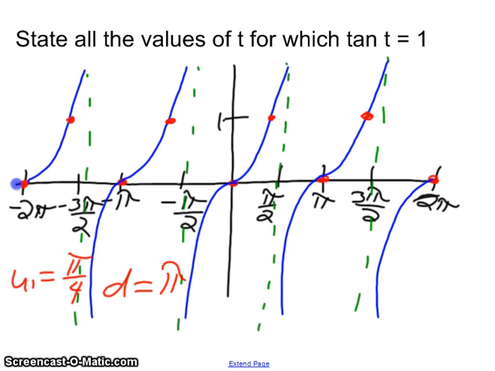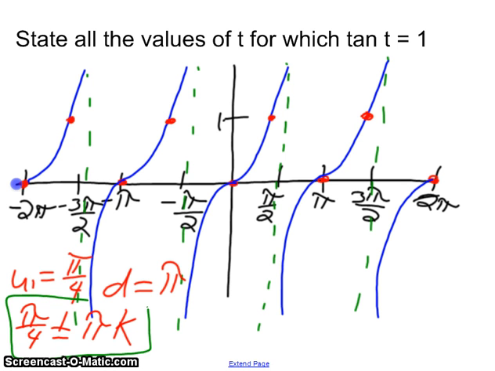All right, so my answer is pi over 4 plus and minus pi k. That's the answer. Okay, hold on. I need to write that down. Does that say u1 equals pi over 4 above that? Yes. And I use that notation because this is how we talked about arithmetic sequences a long time ago.